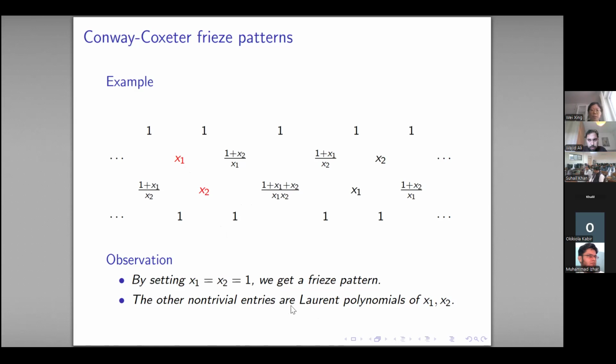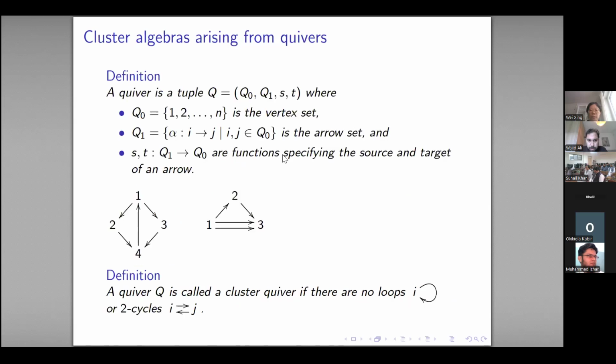Yes, and these phenomena, this Laurent phenomenon, and also this periodicity, like this glide symmetry, will be explained in the language of cluster algebra and the cluster categories. So before introducing cluster algebras, let me introduce the definition of a quiver.